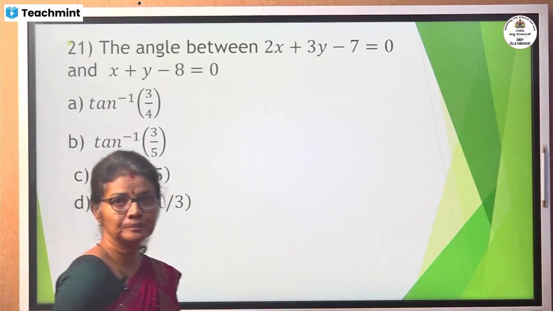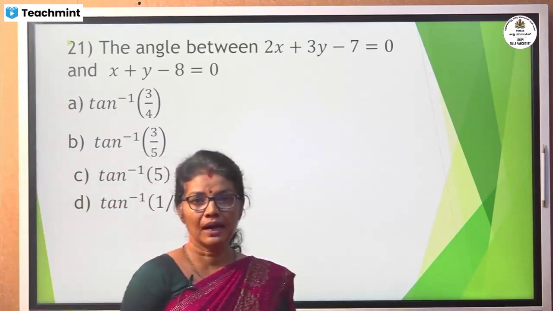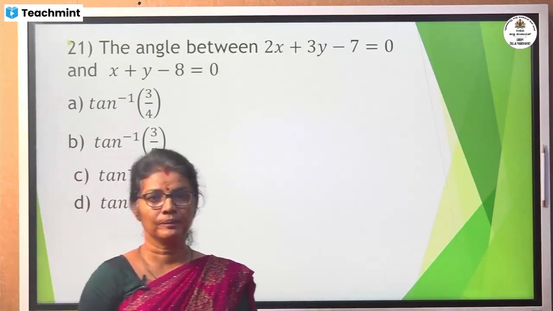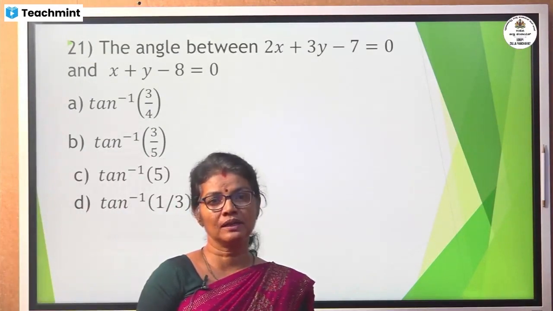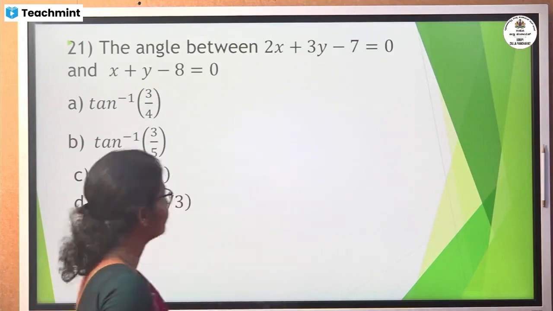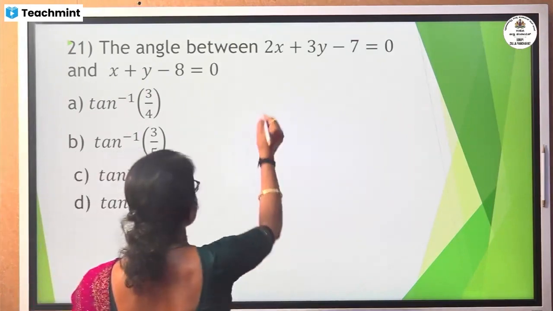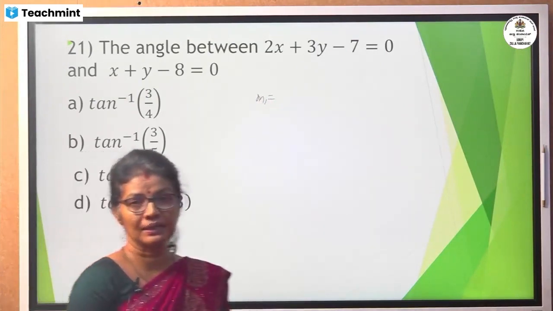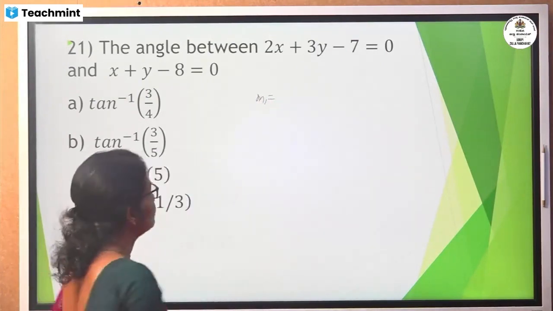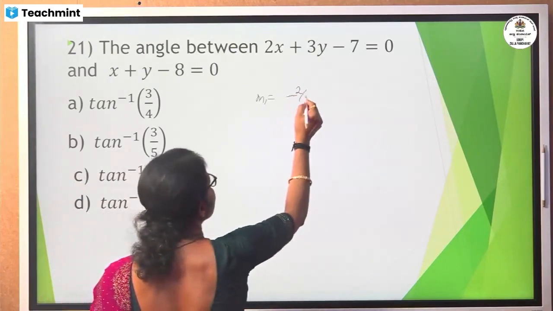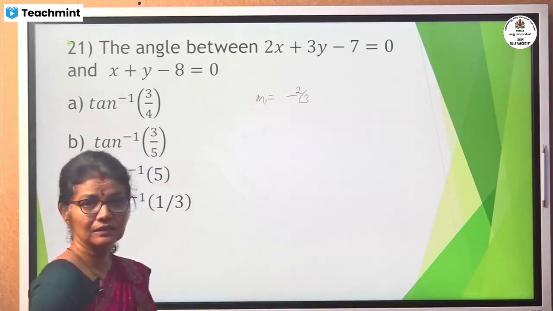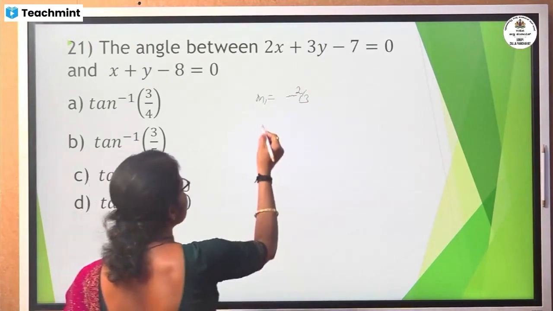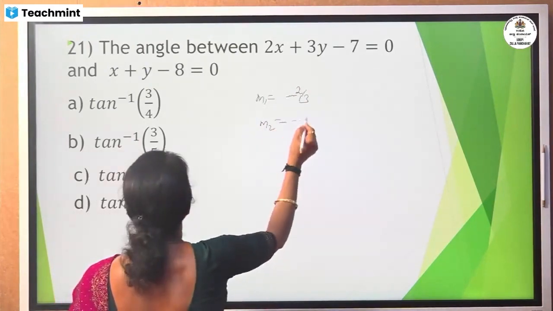Next question. The angle between 2x plus 3y minus 7 equal to 0 and x plus y minus 8 equal to 0. Angle between the lines. So first get the slope. Slope of the first line, formula minus a by b, that is minus 2 by 3. Slope of the second line, use the same formula minus a by b, that is minus 1. M2 is minus 1.